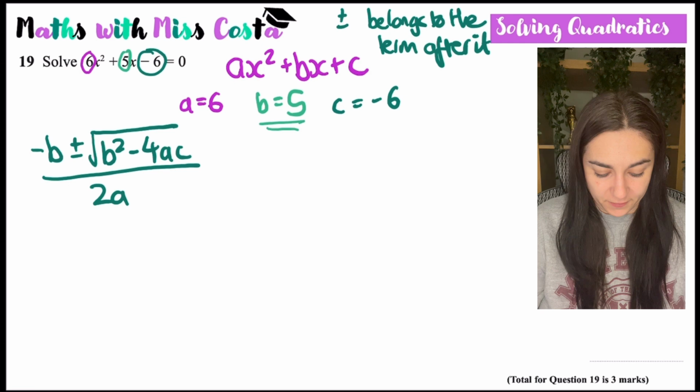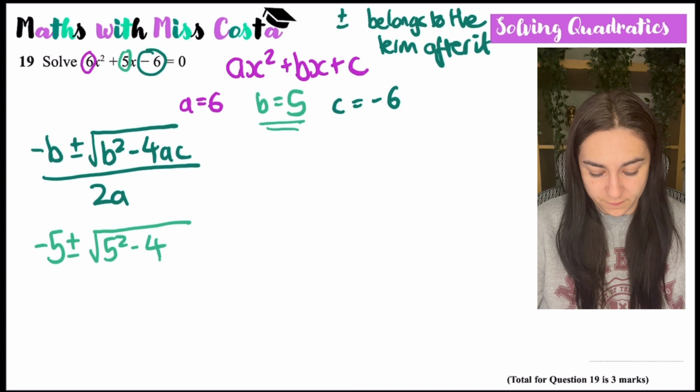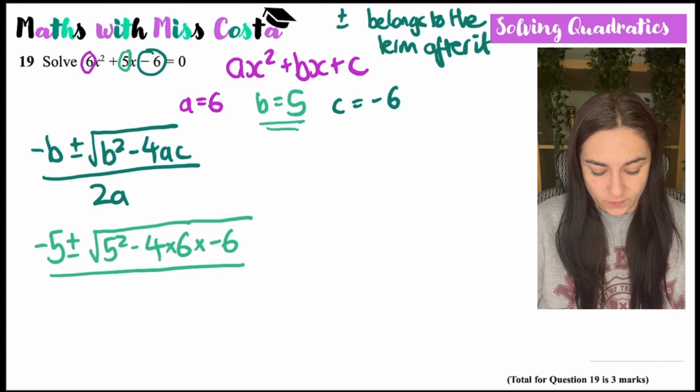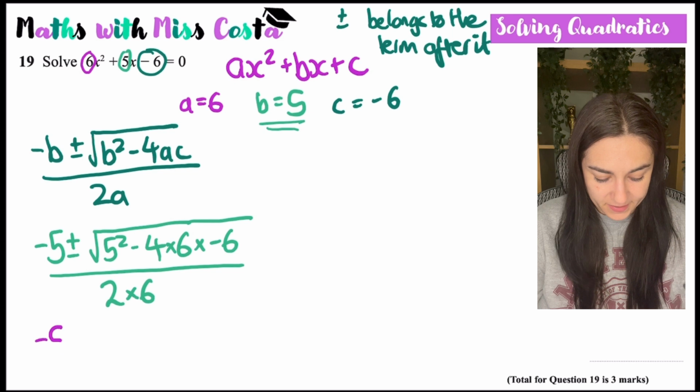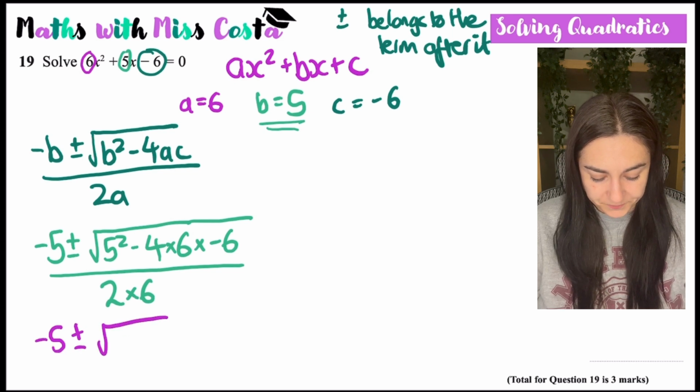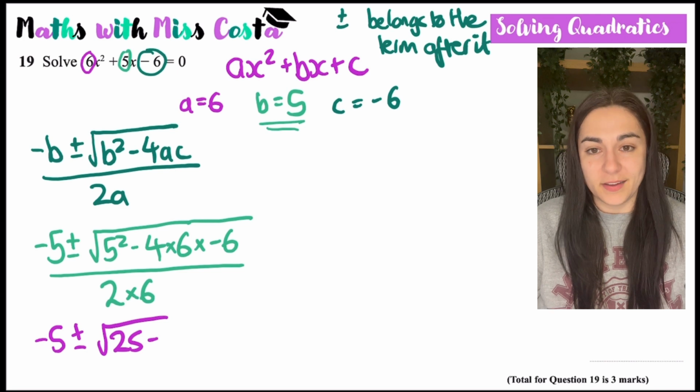So b is 5, so that would be -5 plus or minus the square root of 5 squared, take away 4 times a, which is 6, times c, which is -6, all divided by 2 times 6, because a is 6. So let's simplify that a bit. 5 squared is 25, and 4 times 6 is 24.